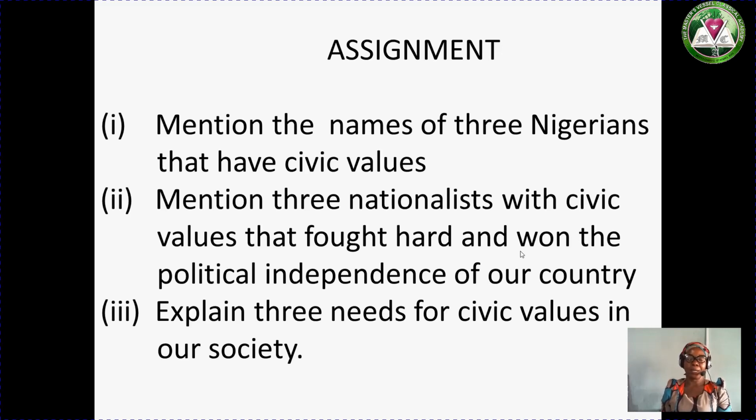Number 3 question. Explain 3 needs for civic values in our society.